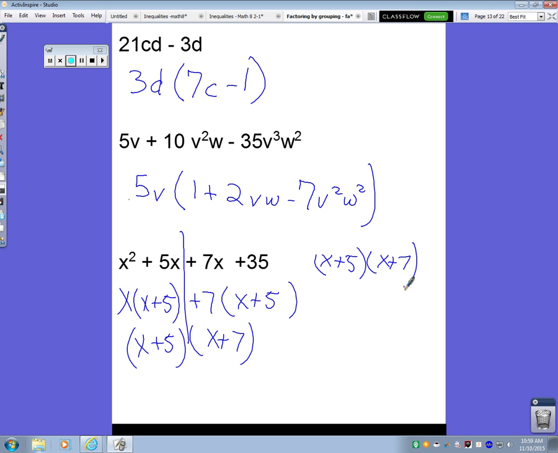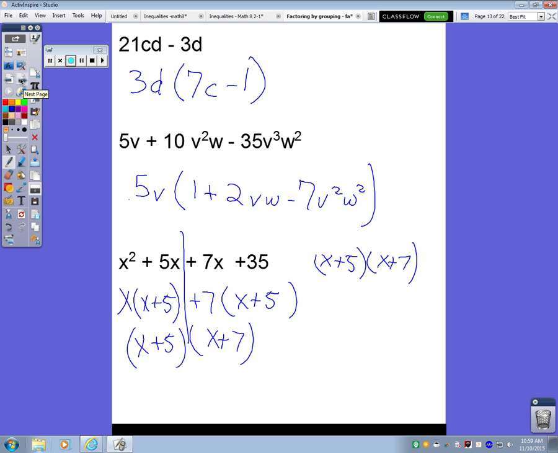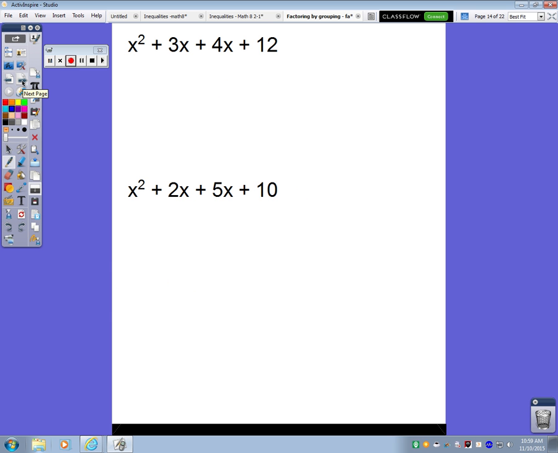So let's look at the 2 on the next page. And if you would please do those for homework, that would be great, and we will discuss them in class.